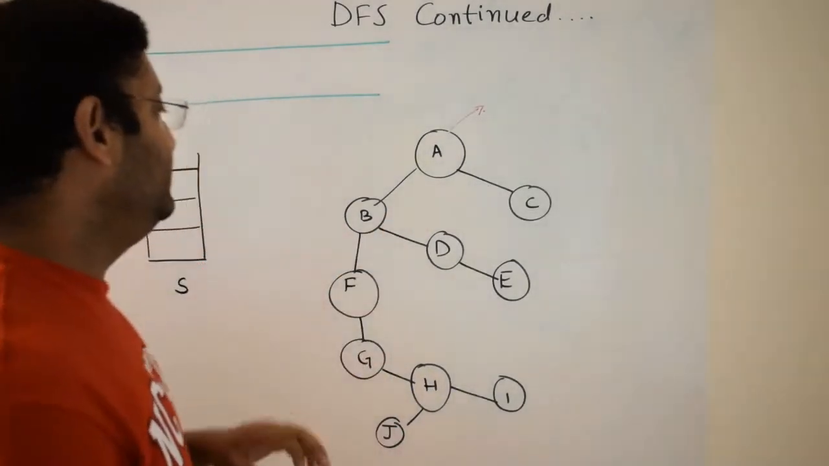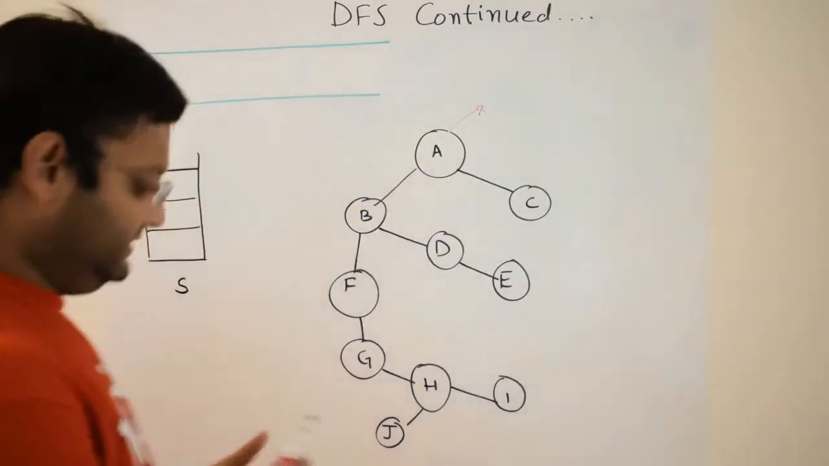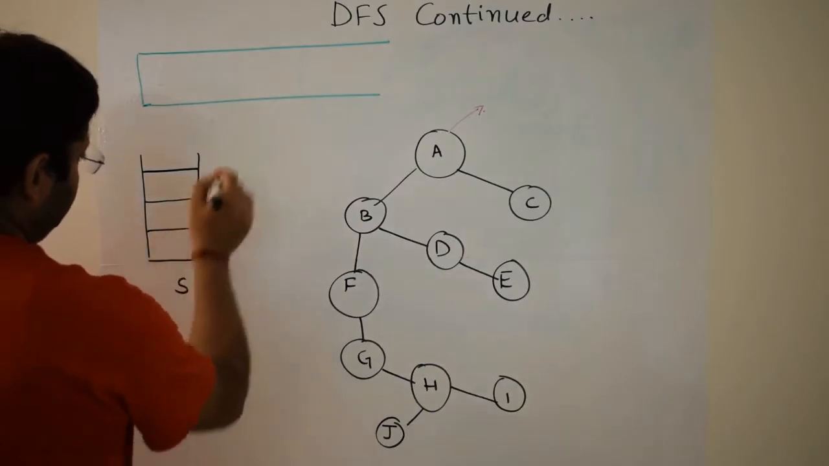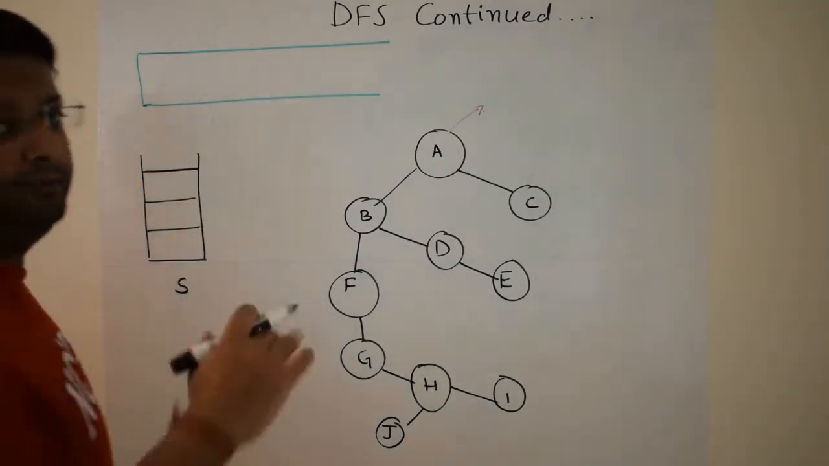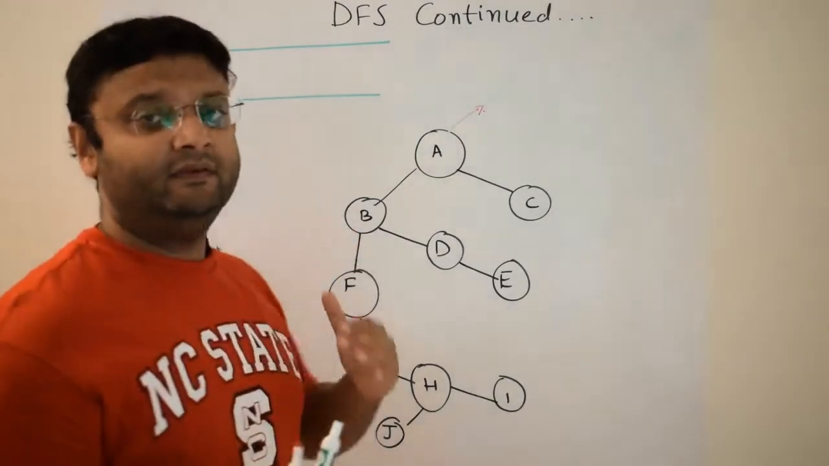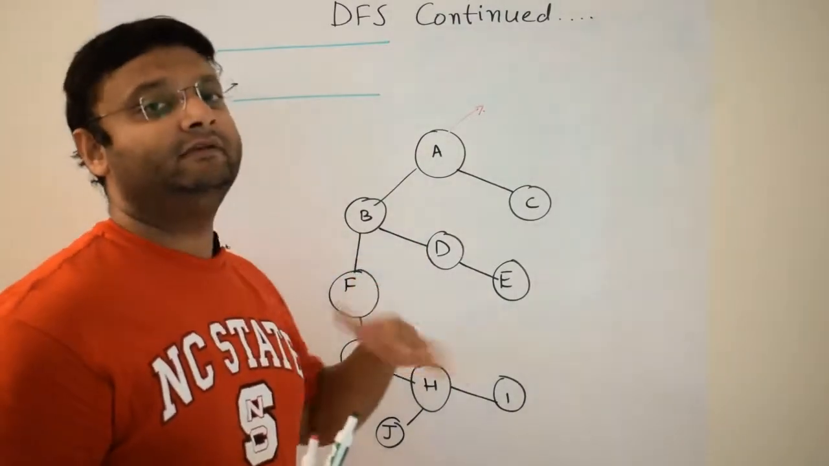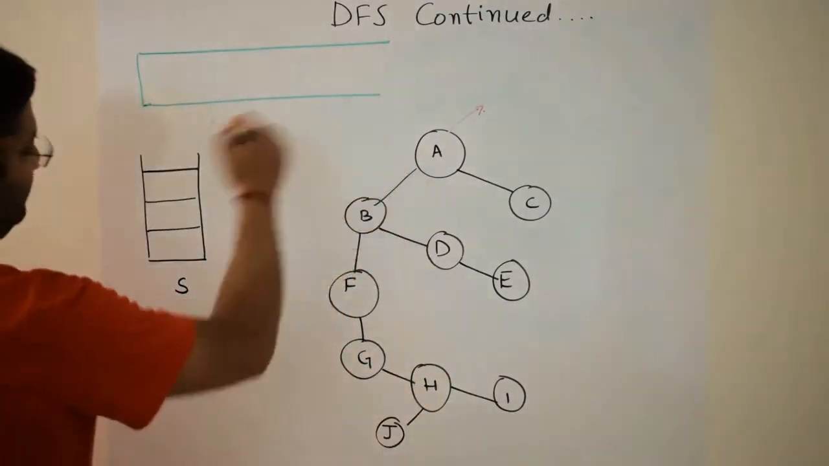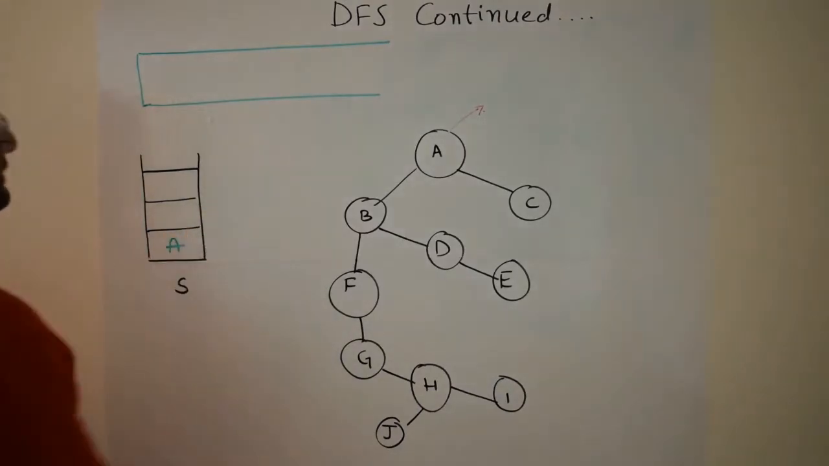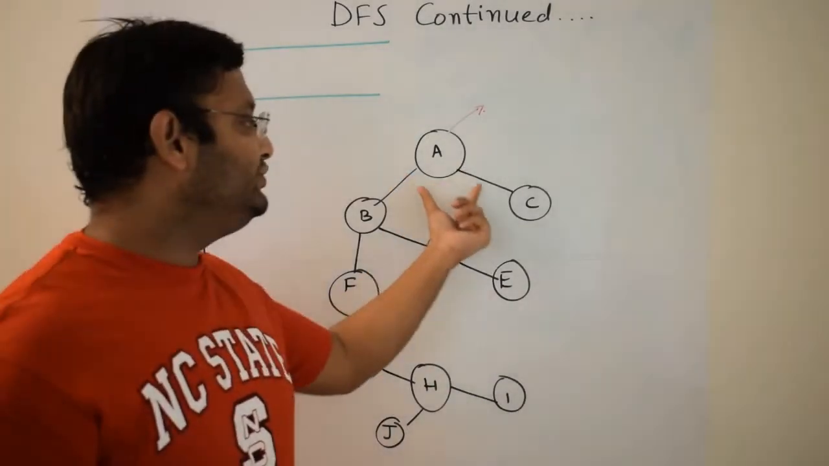So how will we proceed? First of all, since we are starting from A, we'll put A into the stack, correct? So here we have pushed. I'll use the word pushed. Push means putting something into the stack, and pop means taking something out of the stack, and as you know, the topmost element will be popped out. So let me push A into this stack, and here is my new stack. Now what do I do? So this is my initial condition.